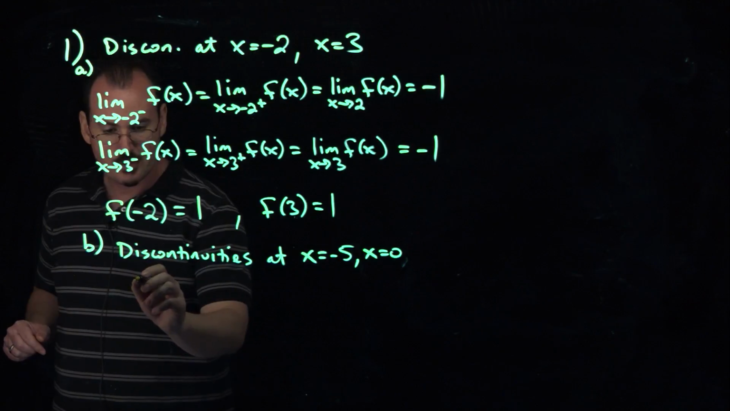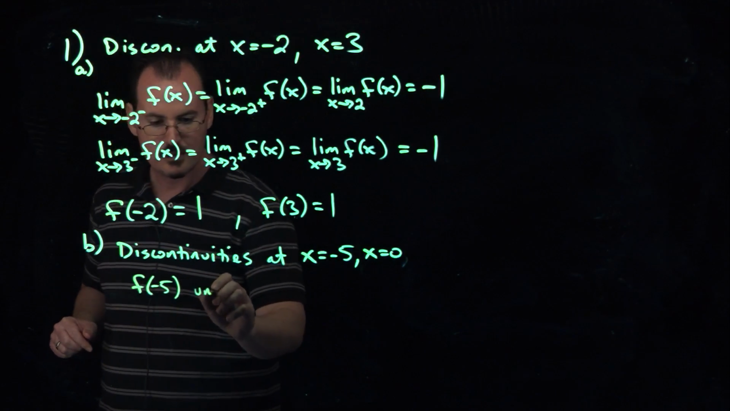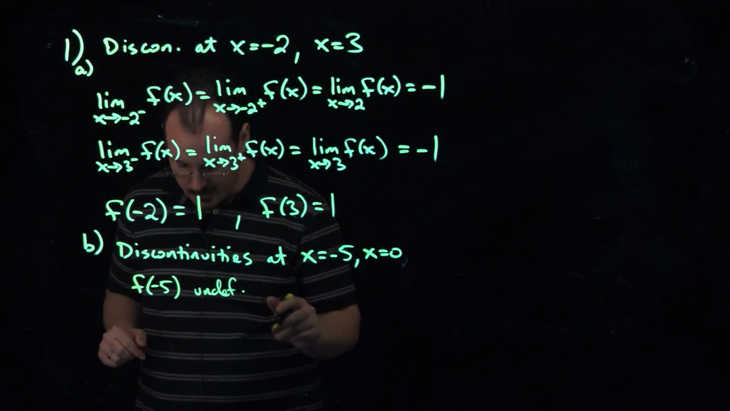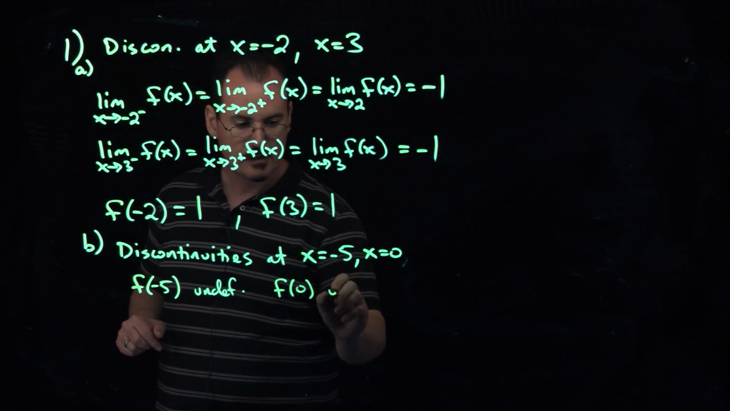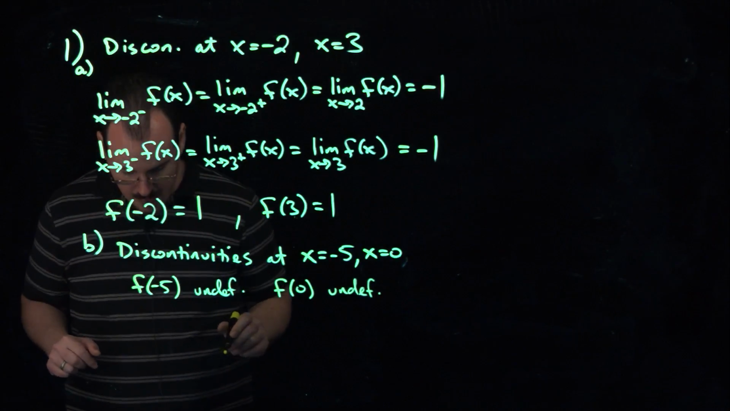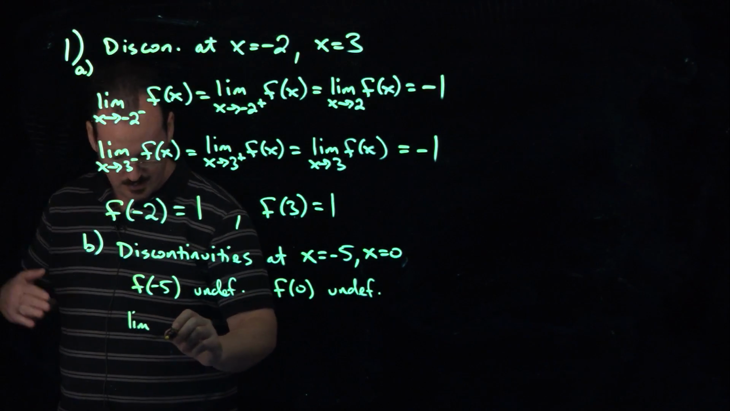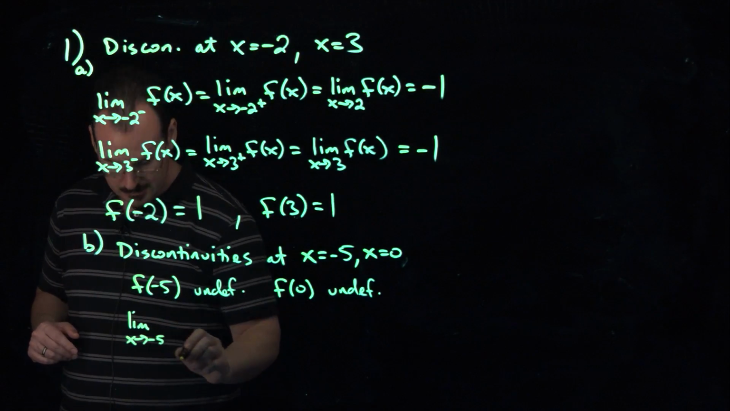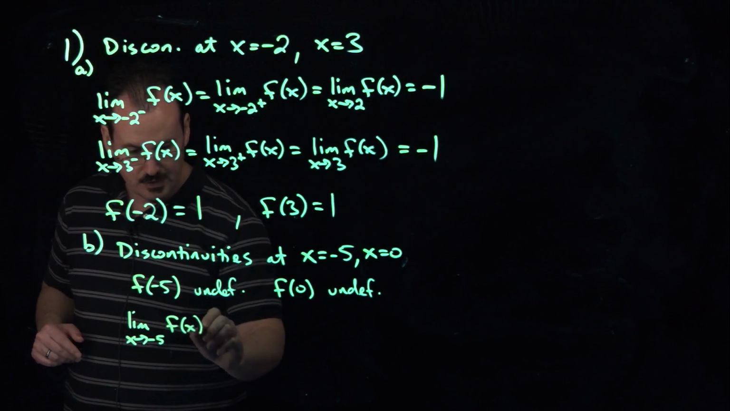Since there is an asymptote there, that means that f of -5 is undefined. And at 0, there's a hole in the graph, so f of 0 is also undefined. The limit as we approach -5 is not going to exist, because there's an asymptote there. And on one side it goes up, the other side it goes down. So this doesn't exist.